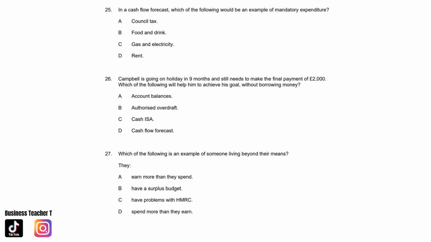And the answer is A, council tax. Question 26. Campbell is going on holiday in 9 months and still needs to make the final payment of £2,000. Which of the following will help him to achieve his goal without borrowing money? A, account balances. B, authorised overdraft. C, cash ISA. Or D, cash flow forecast.